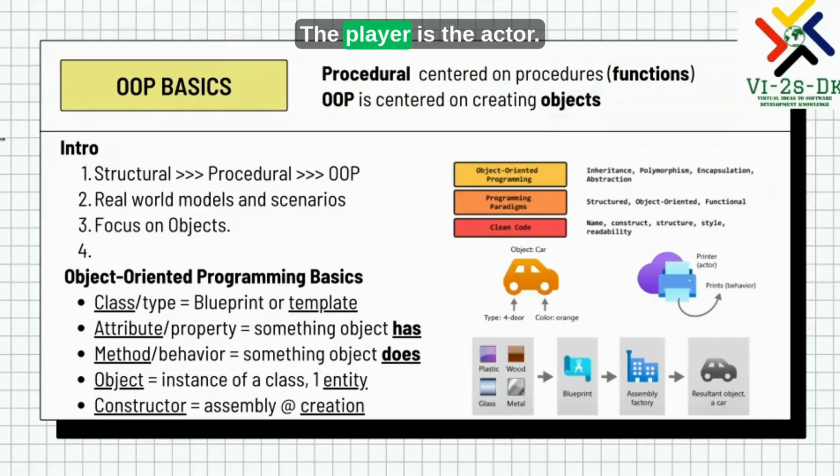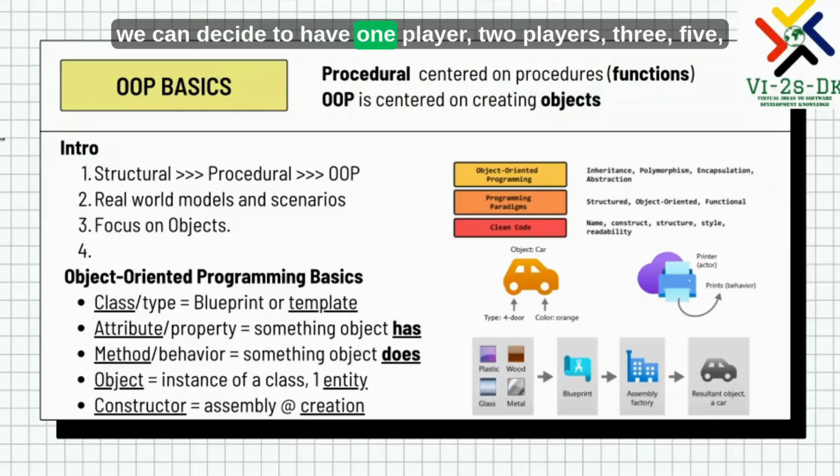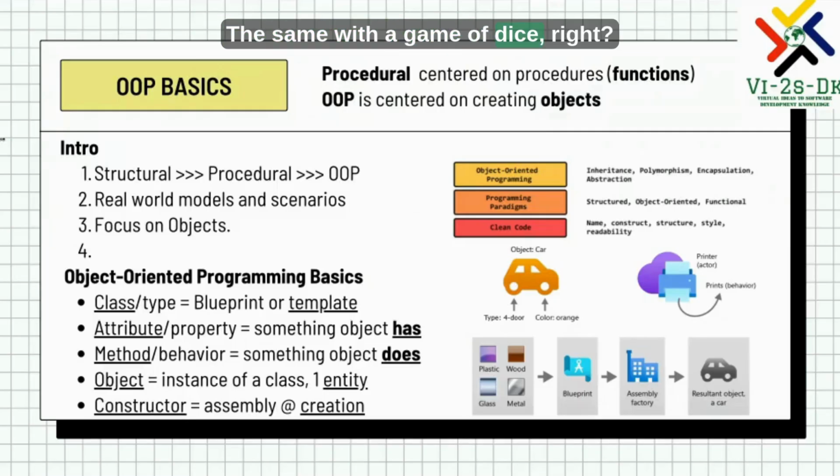What are some of the actors? The player is the actor. The computer can also be an actor. If you're going to do that, we can decide to have 1 player, 2 players, 3, 5, 10 players. The same with a game of dice, right?